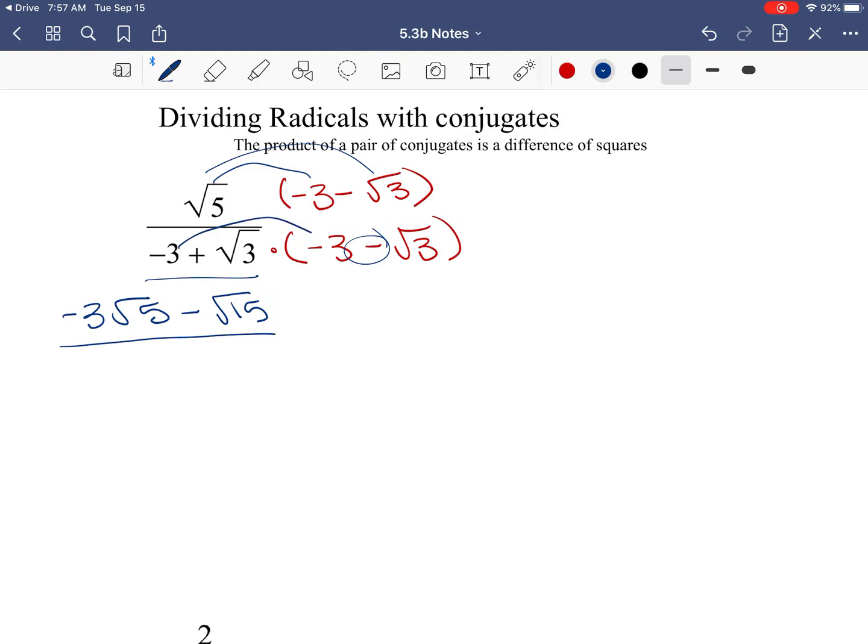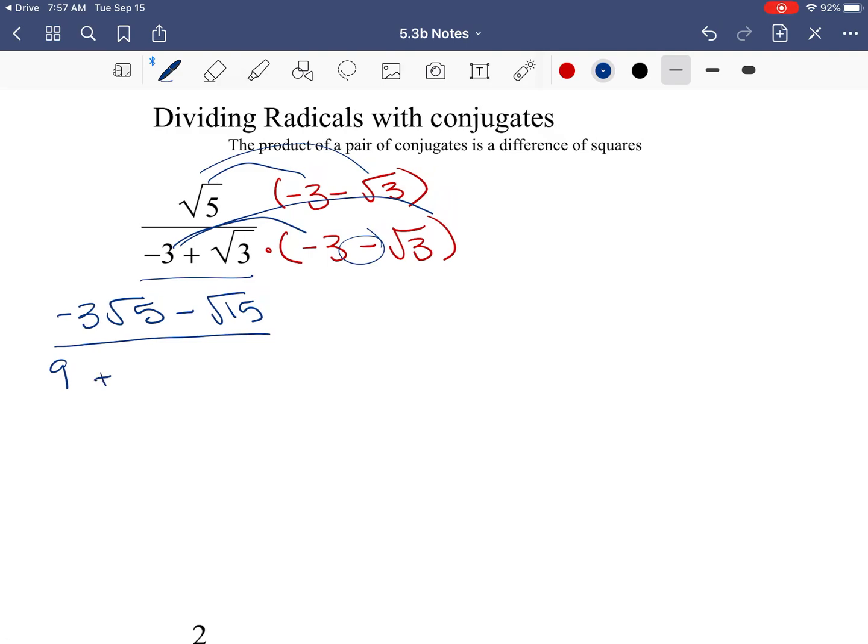So we're going to do our first. So -3 times -3 is 9. Outside, we're going to have +3 root of 3. Inside, -3 root of 3. And our last, which is going to be negative root of 9.